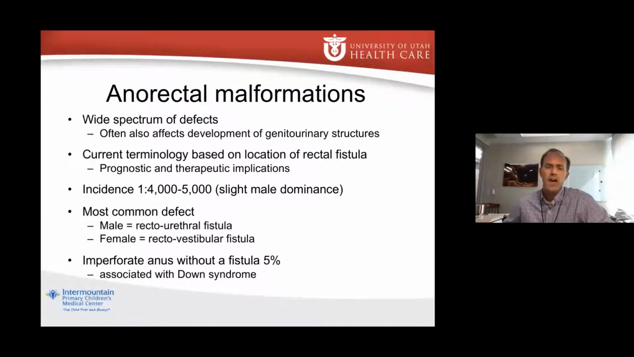So in terms of background, there's a really wide spectrum of defects. And again, it often also affects the development of genitourinary structures. Our current terminology is based on location of the rectal fistula, which typically has prognostic and therapeutic implications. The incidence is about 1 in 4 to 5,000, so it's a fairly common issue. There's a slight male dominance. The most common defect in males is a rectourethral fistula. For females, it's a rectovestibular fistula. You can see imperforate anus without a fistula in about 5% of cases, and it's more frequently associated with patients who have Down syndrome.